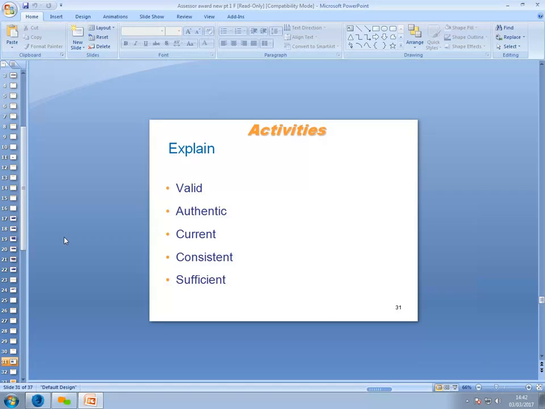Is it up to date? Is it consistent? Does it happen regularly? Can they regularly produce the standard required? And is there enough? Some of the things, certainly on practical assessment, have to be achieved at least two or three times to be considered to achieve the standard in a particular area.